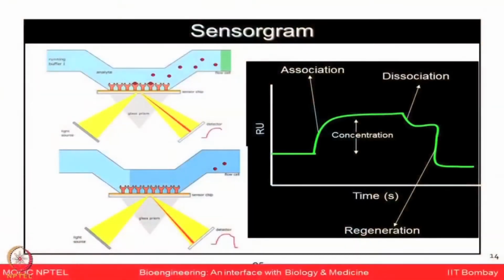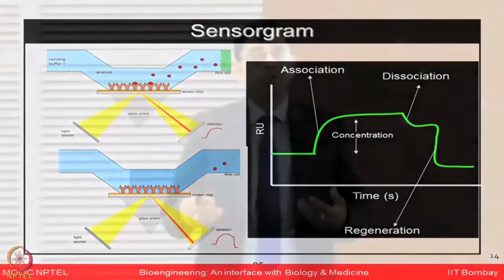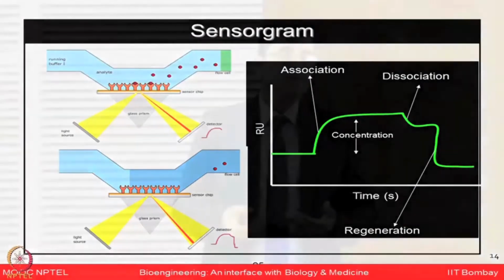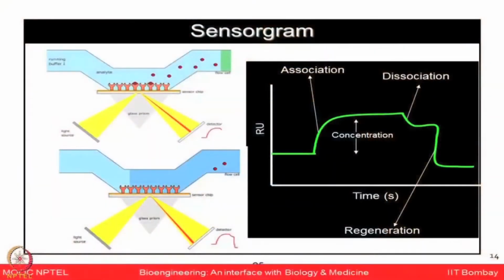If you are flowing more of the buffer and the interaction is not very strong, then slowly the molecule will start dissociating out, and that is your off rate. The molecules are getting dissociated, and then finally you can use some mild acids to regenerate the chip, and that is known as the regeneration process. So, in this manner you can see the sensorgram, which involves the stable baseline, the association or the on rate, the dissociation or the off rate, and then coming back to the regeneration to make the chip, which can be used again for these applications.